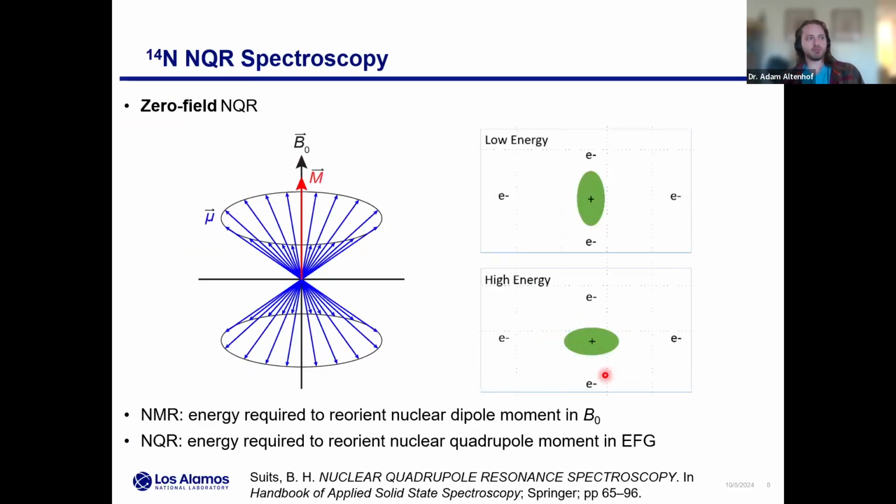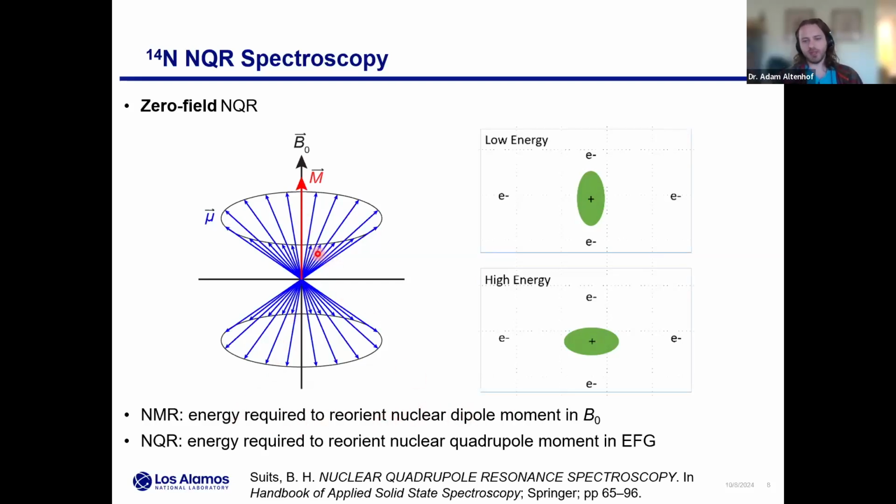So instead of high field solid state NMR, we want to think about using this zero field nuclear quadrupole resonance. To offer my hand-wavy explanation of how this works, I'm trying to draw this analogy here, referencing a really good book chapter from Brian Suits. To think about the NMR case first, we have these nuclear dipole moments that will align either with the magnetic field or against the magnetic field, right? So there's a low energy conformation and a high energy conformation, with slightly more in the low energy one, and that gives us thermal polarization. And we're asking the question, what energy is required to reorient those nuclear dipole moments in B naught?